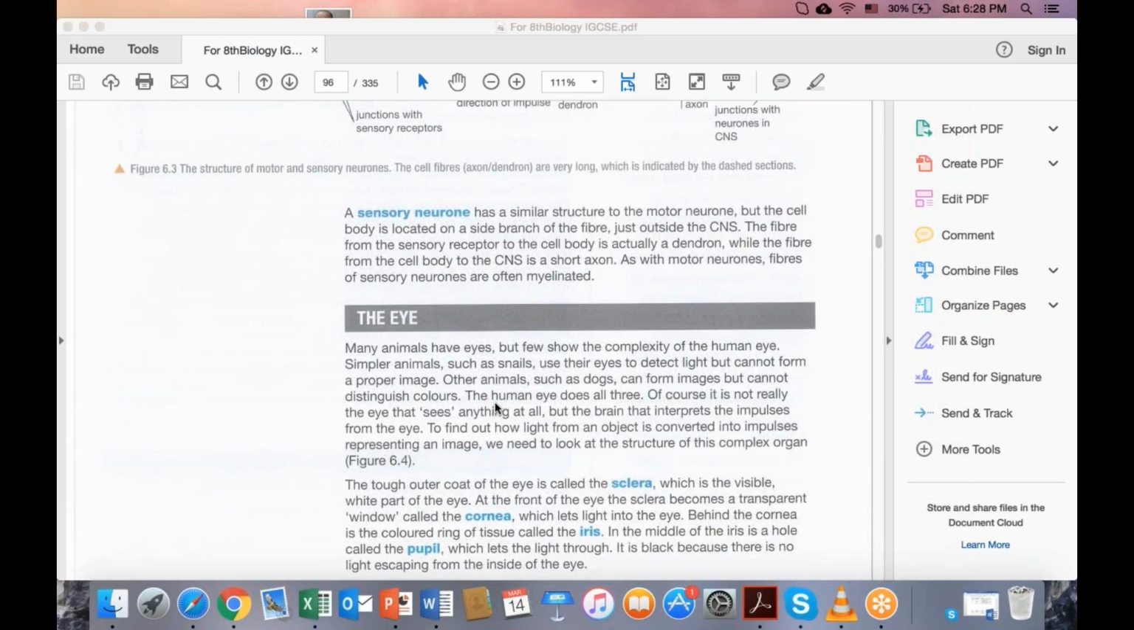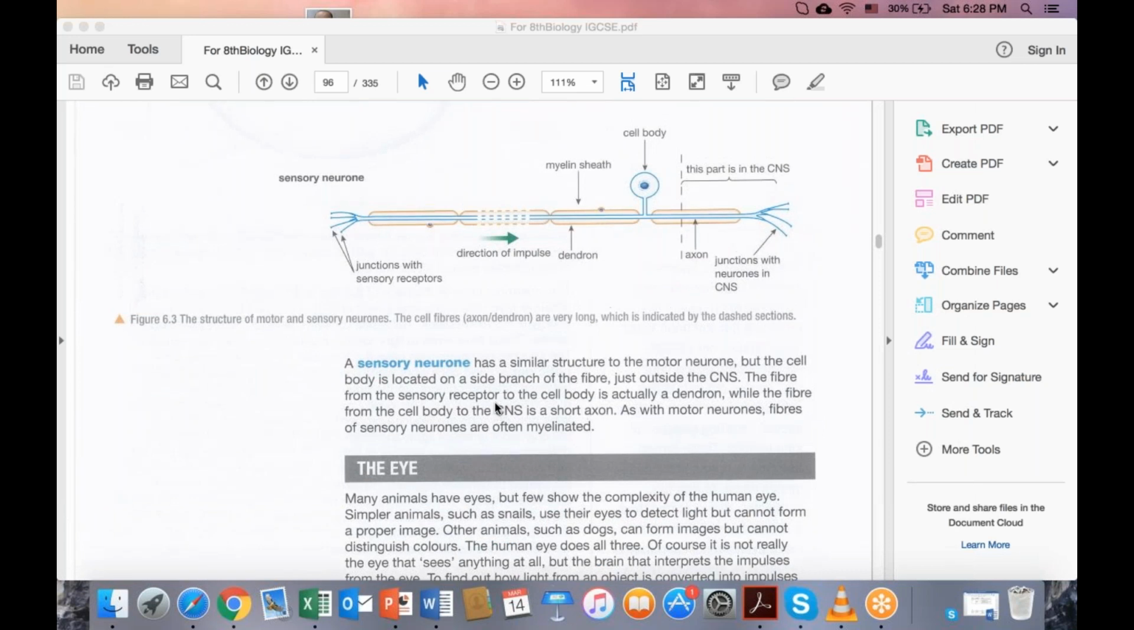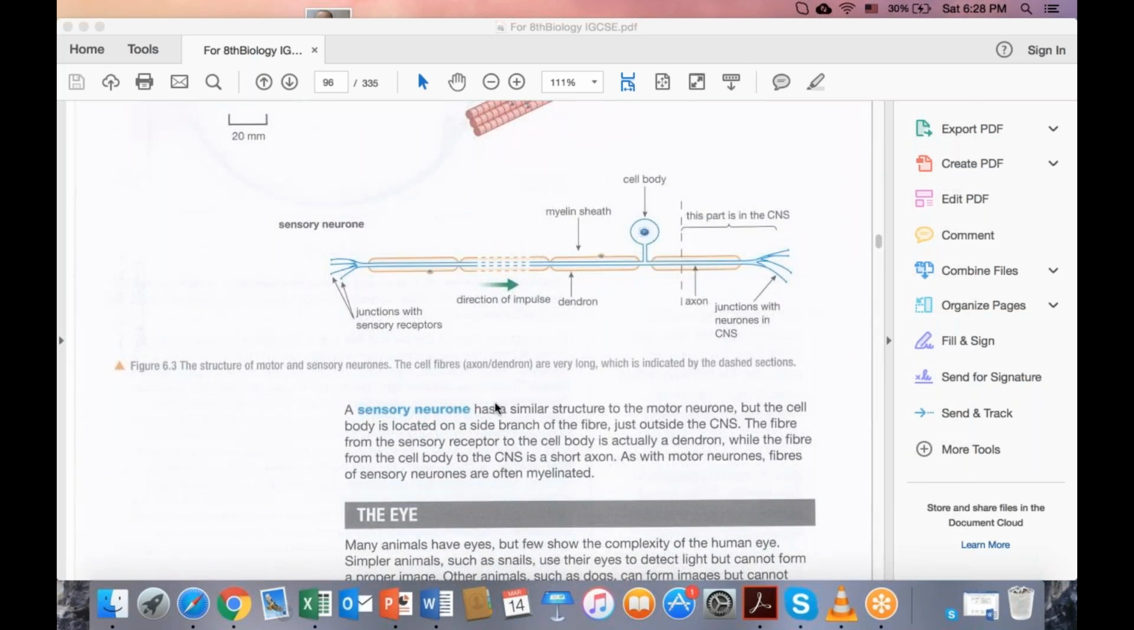Now in the next part of this lesson I will explain our sensory organs.